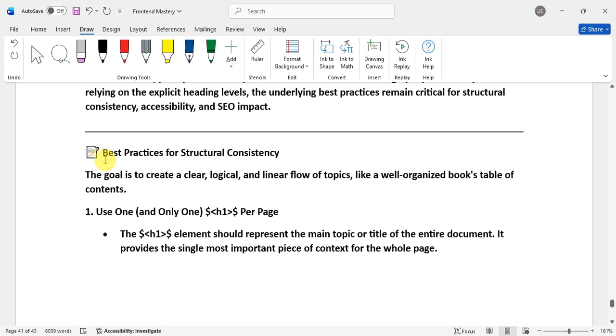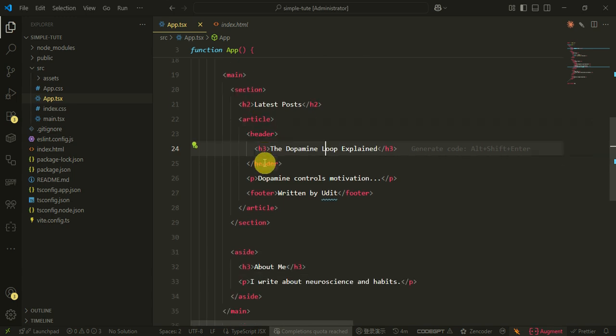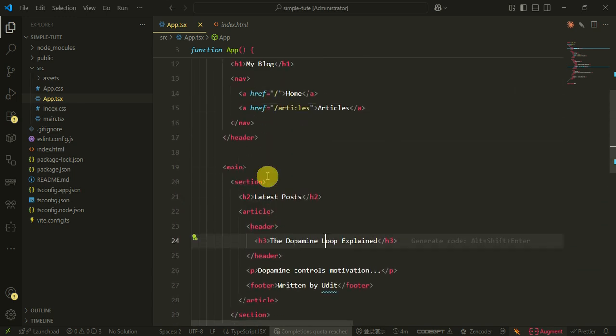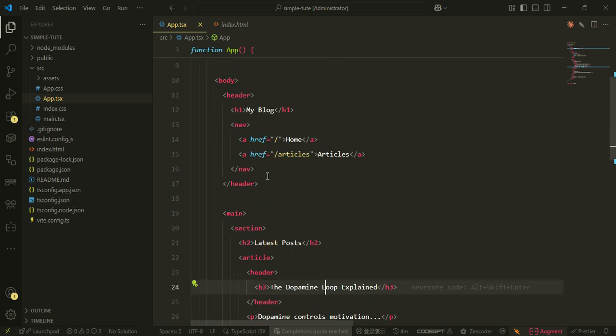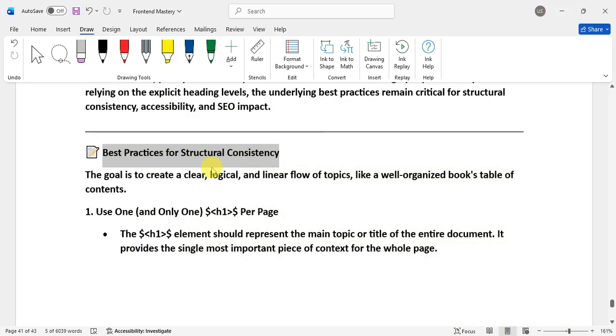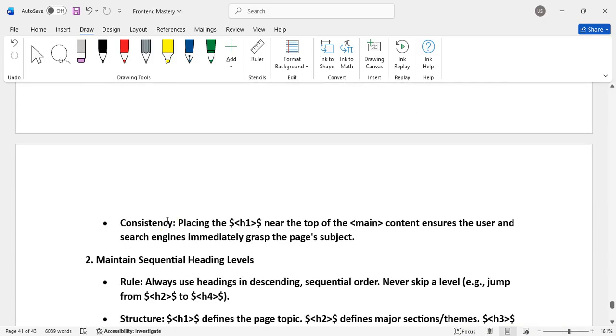Now we will go through best practices. This code has kept everything in mind while writing this html code, and we will understand the best practices now. First, only one h1 in the whole page. That is the most important concept.